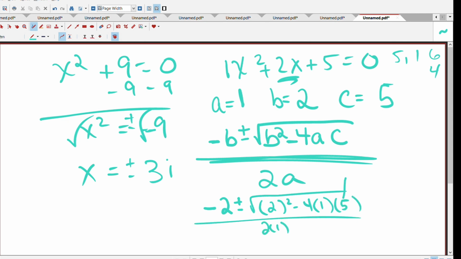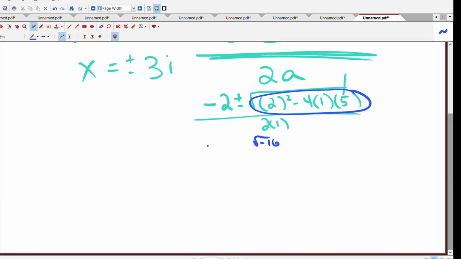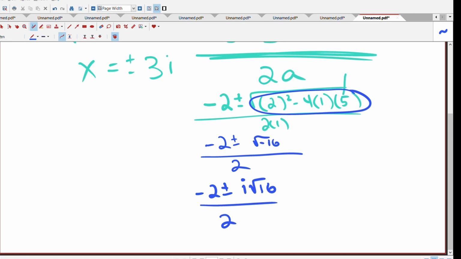So I'm going to do the middle part first. I'm not going to plug it in the calculator with the radical sign. I'm just going to do 2 squared minus 4 times 1 times 5. So it becomes 4 minus 20, but I'm just going to do it in one swoop, and I get -16. So I get radical -16 here. So I have -2 plus or minus radical 16 over 2. Now, we can't have negatives in front of a radical, so it's an i, radical 16. And 16 is a perfect square, which is 4. So the answer is -2 plus or minus 4i over 2.